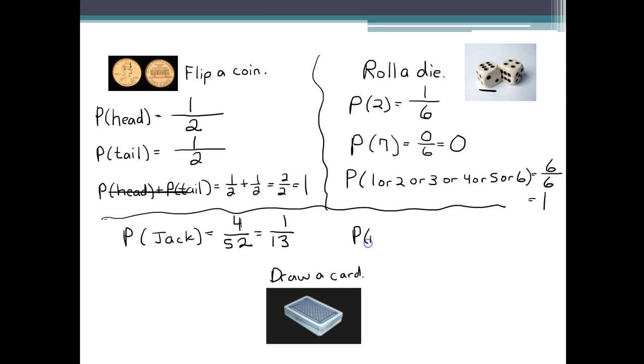Probability of getting a card that's red is 26 out of 52. There's 52 cards to pick from, and 26 of those have the favorable outcome of being red, because you've got your hearts and your diamonds, and that makes up half of your deck. And 26 out of 52 reduces to 1/2. Half of your deck.